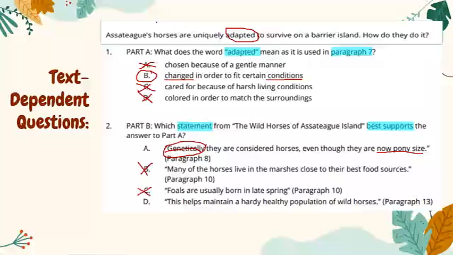And D, this helps maintain a hardy, healthy population of wild horses. Well, that's good, kind of survival of the fittest, but that does not mean that we've got adaptation happening. Adaptation would mean body changes, so genetic changes, and we have horse-sized animals becoming pony-sized animals. So the answer for number 2 is definitely A.